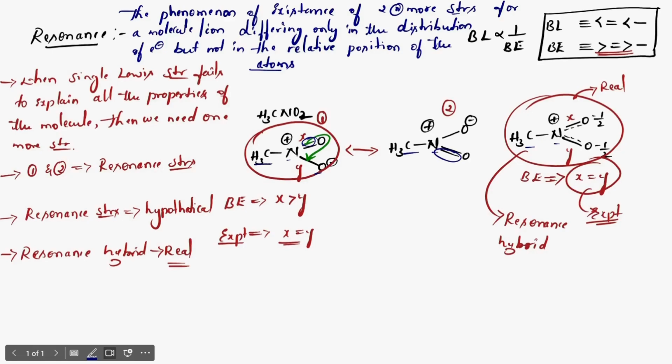Resonance means the phenomenon of existence of two or more structures for a molecule or ion differing only in the distribution of electrons but not in the relative position of the atoms. Let us see the conditions for resonance.